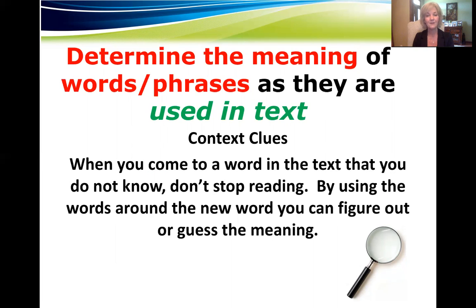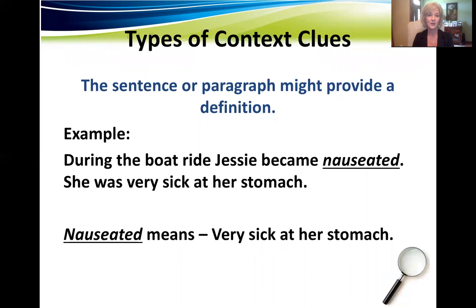Well, there are many different kinds of context clues, and we're going to review each one of those. The very first one is when you're reading a sentence or a paragraph, it might provide a definition. For example, during the boat ride, Jessie became nauseated. She was very sick at her stomach. What does the word nauseated mean?